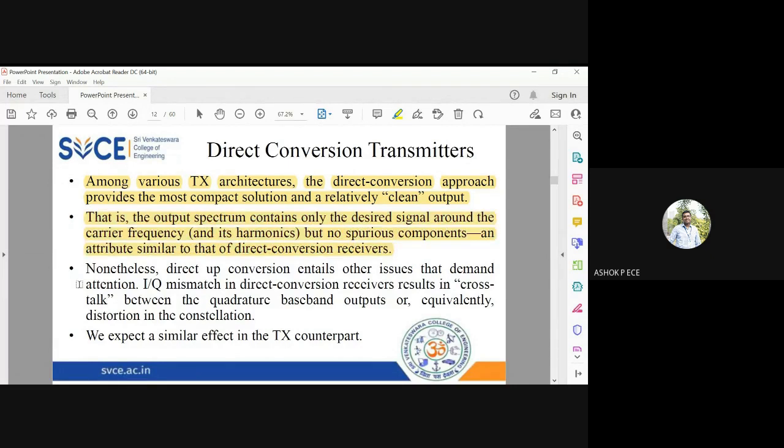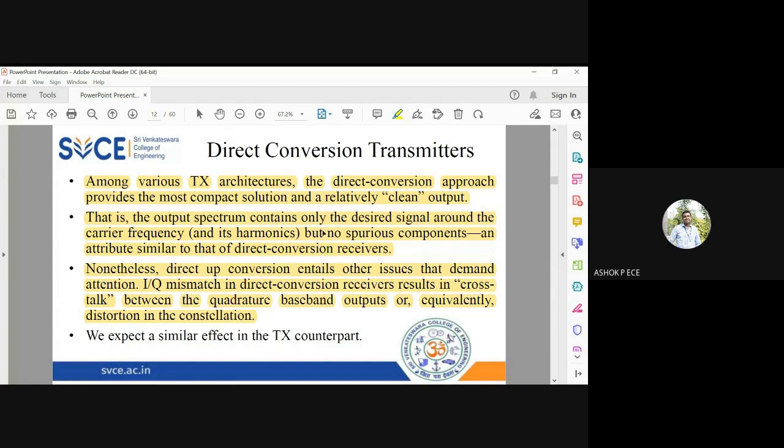Direct conversion has other issues also, because it can result in crosstalk. When I and Q are not properly matched, crosstalk may happen. Crosstalk means the input of one channel may go into the input of the other channel. This was a problem faced in landline phones. Suddenly, when you pick up a landline phone, you might hear some other people conversing, right? So that is crosstalk. When your I and Q are not perfectly matched, this results in crosstalk.